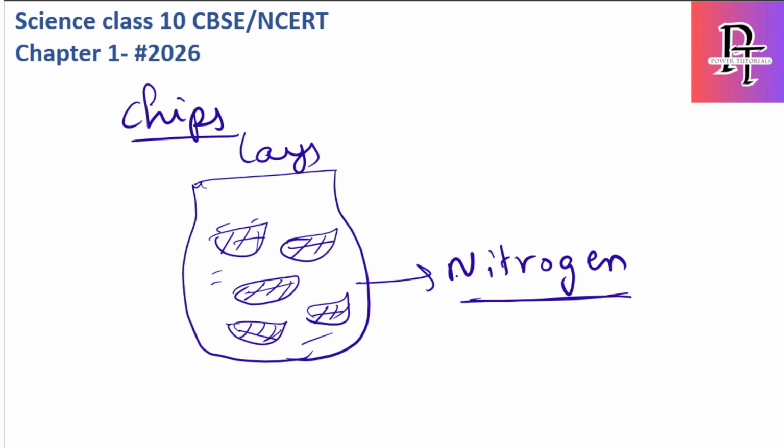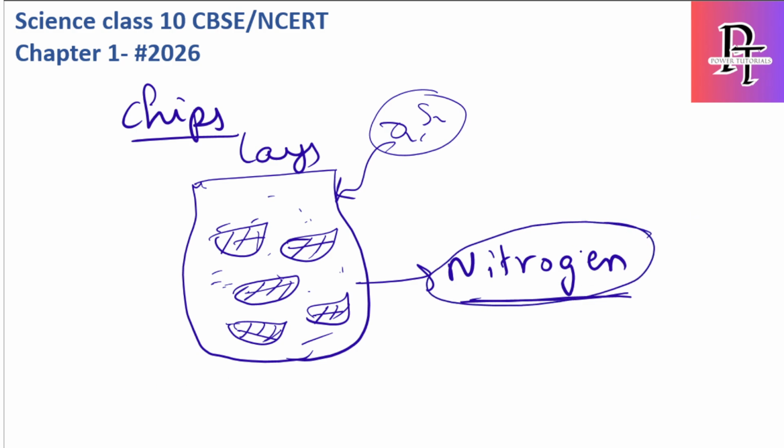So why nitrogen? Nitrogen is a kind of inert gas which will not allow the outside atmospheric gases to act on the chips. It can be oxygen, sulfur or anything. The nitrogen present inside acts as a protective layer. It's not that it stops 100%, but at least 99.9% it will stop the outside gases from entering the chips, so the taste will not change. Okay, this is important.